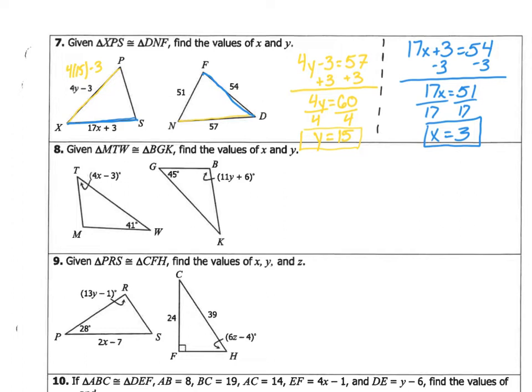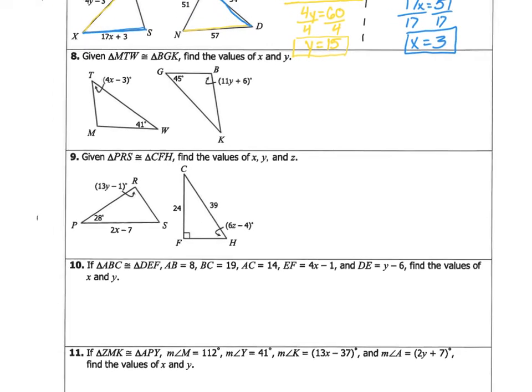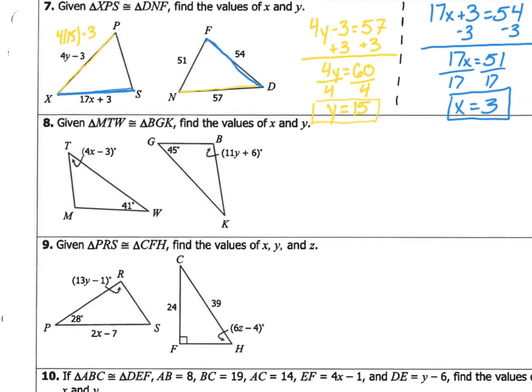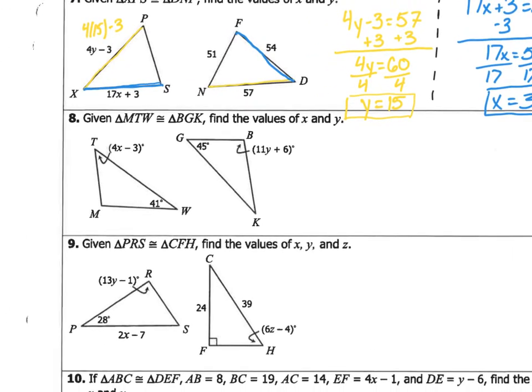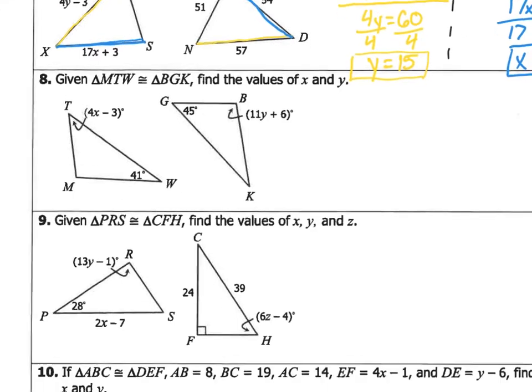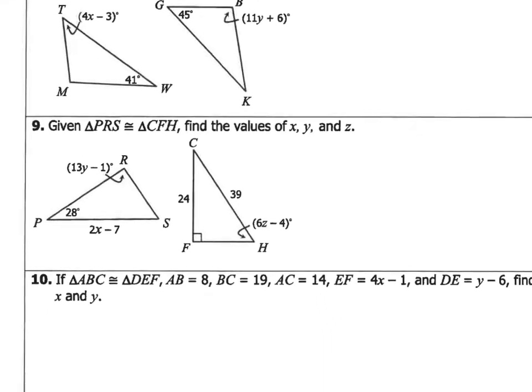Are we doing them? Which ones are we doing? So we're doing number 8 and 9? Aren't those the same thing? Same process. Do you want to see 8 or 9? Which one do you want to do? 8. Okay. So looking at 8, find the values of x and y. No, 9, because 9 has z. Good call.